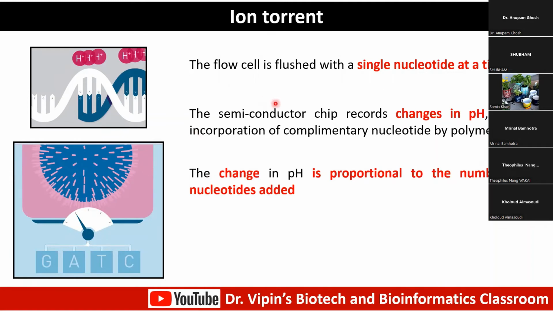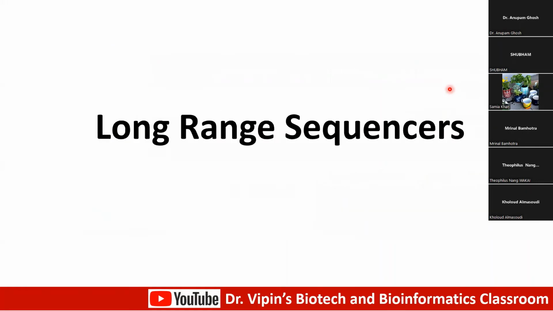So this is important, that you give only one type of nucleotide at a time. You know what you're giving. So therefore, if you're giving adenine and you see at certain positions there was a decrease in pH, you know that there was a thymine on the template there, right? The change in pH is proportional to the number of nucleotides added, and current read length is around 100 bases. There has been some improvement to this, but not beyond, let's say, 150 bases for now.